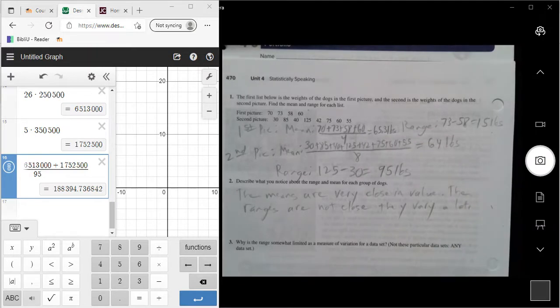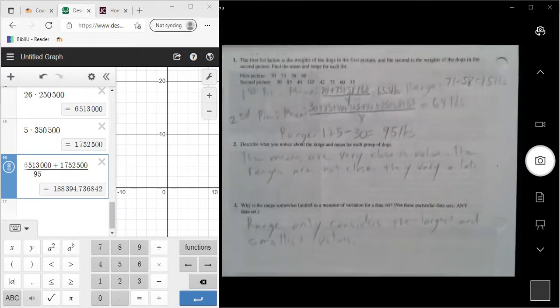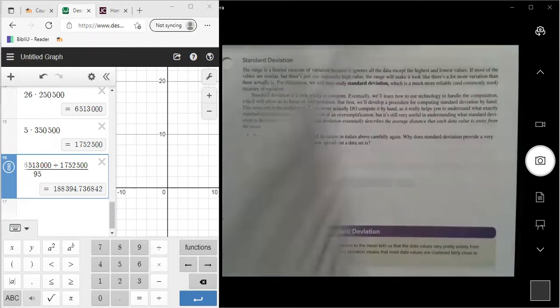Okay, now why is the range somewhat limited as a measure of variation for the data set? Range only considers the largest and smallest values. That's what makes it limited, because the range only considers the largest and smallest values.